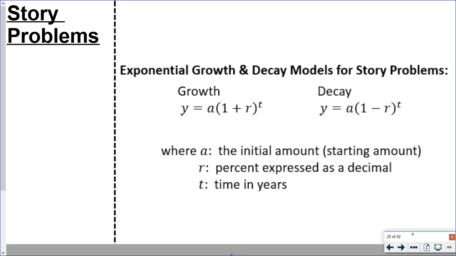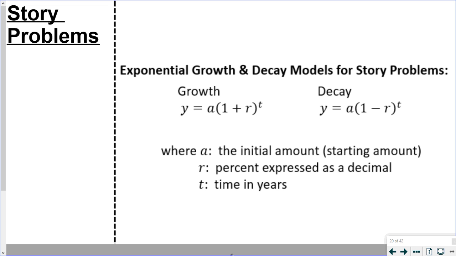So here are the two models for growth and decay. Growth is y equals a, parentheses 1 plus r raised to the t power. Decay is y equals a times parentheses 1 minus r raised to the t power. The a, the little a in front, represents the initial amount or the starting amount, whatever we're talking about. The r in both of these is the percent expressed as a decimal.